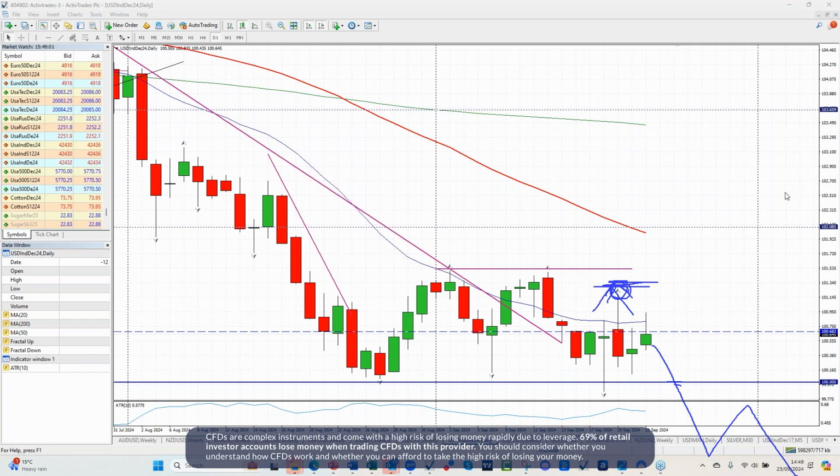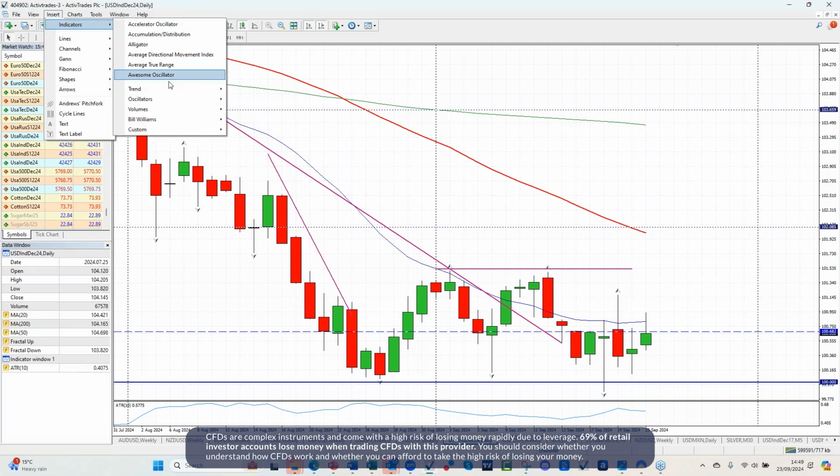Remember, if you want to know where you can find fractals, just let me bring it up here. Insert indicators, Bill Williams fractals. There you go. You can find that in MT5, MT4. Also on things like TradingView and other platforms, you'll find it there.